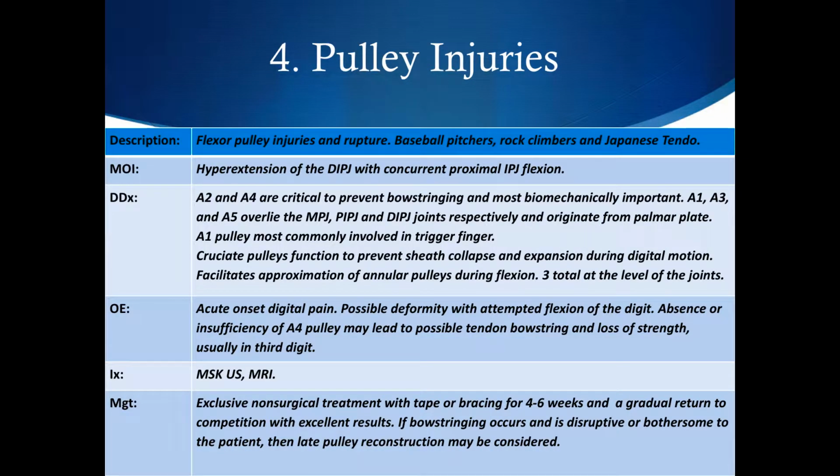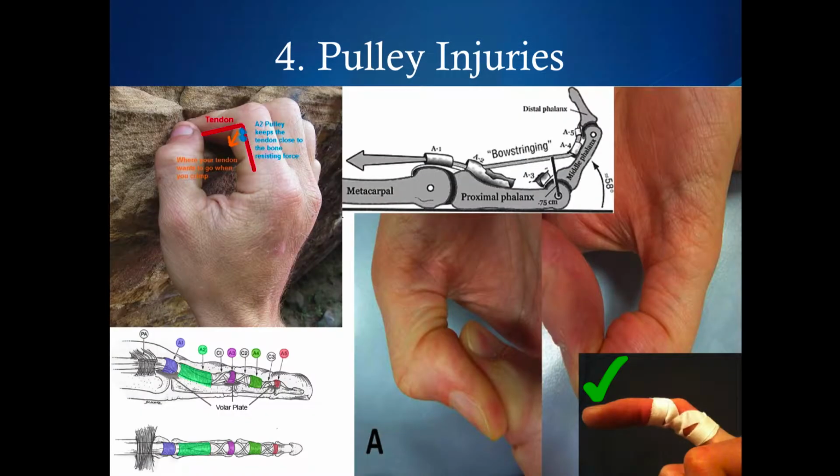With discussions around pulleys in trigger finger, this will lead us to pulley injuries, which is our fourth topic. They provide stabilization and support of the flexor tendons in the palm and fingers. The A2 and A4 pulleys are critical to prevent bowstring, and are most biomechanically important.